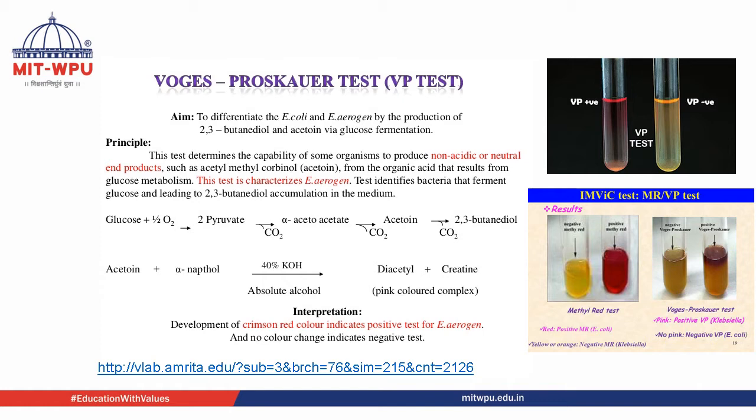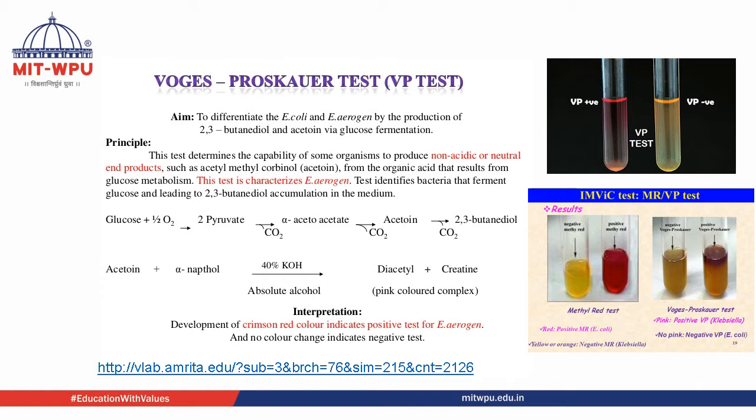This test identifies bacteria that ferment glucose, leading to 2,3-butanediol accumulation in the medium. In this test, we first take the glucose sample, and it will be oxidized and form 2 pyruvates, and then further it will form acetoacetates. Then a reagent is added, and it converts into 2,3-butanediol. That can be detected by the color change, that is a pink color complex is going to form because of this diacetyl creatine formation. So these are the reactions.